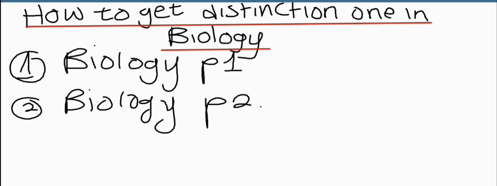Usually, what makes students or pupils get 9, 7, or any grade apart from 1 and 2 in biology is just because of how bulky biology is. Now this video is going to help you.